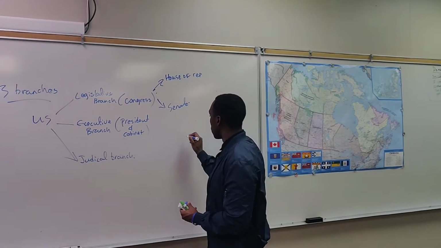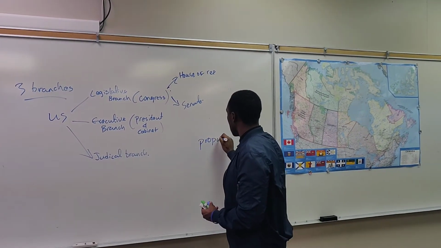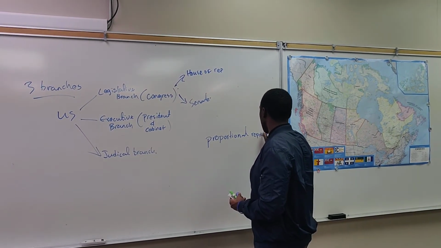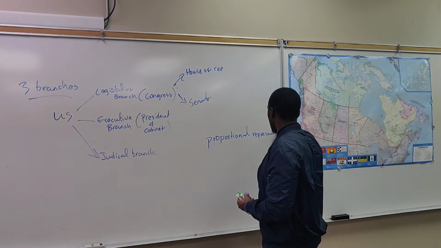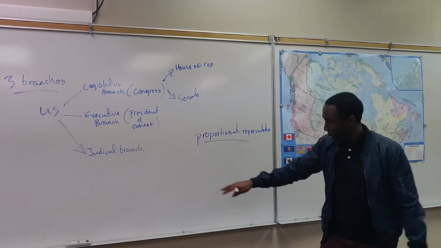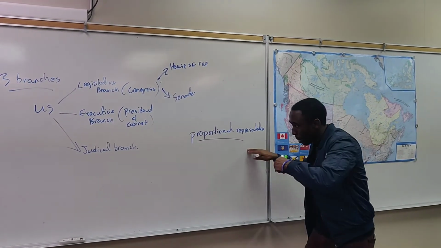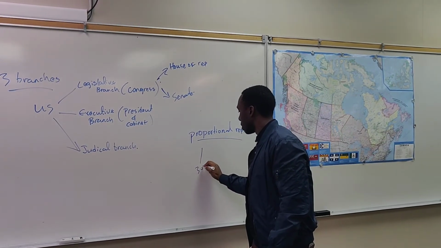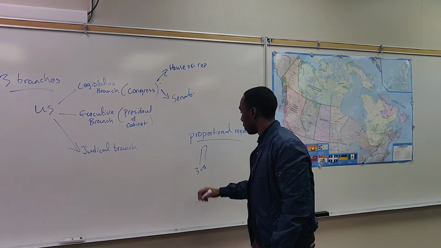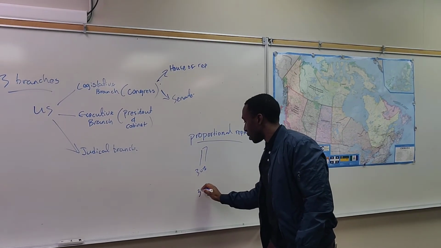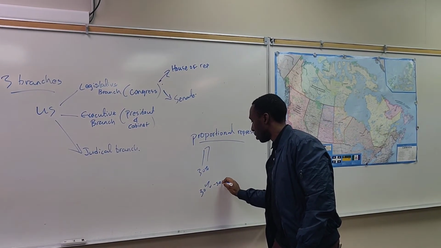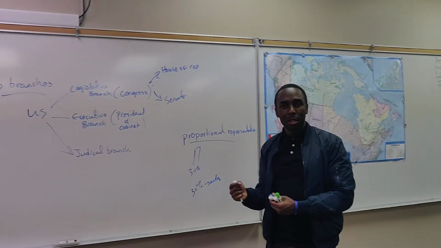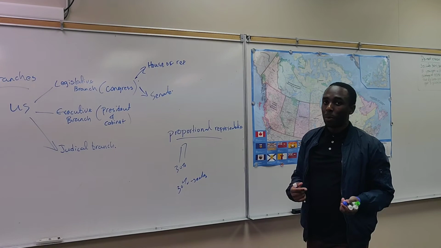However, we talked about proportional representation. We're coming for that, proportional representation. Remember, what this means is that if you get 30% of the votes, you get 30% of the seats. All right? So if the Liberals get 30% of the votes, they get 30% of the seats. If they get 20%, they get 20% of the seats.